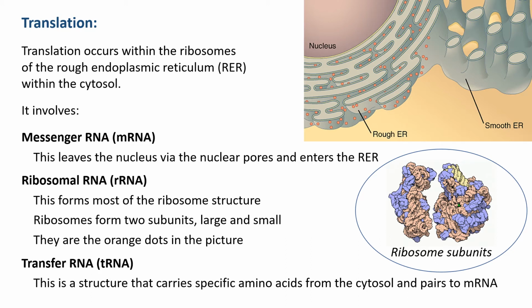We also have another form of RNA. This is transfer RNA, or tRNA. And this is the structure that carries the specific amino acids in from the cytosol to all line up to form our polypeptide chain. And it does that by pairing through our nucleotides again, our nucleobases. It pairs to messenger RNA.